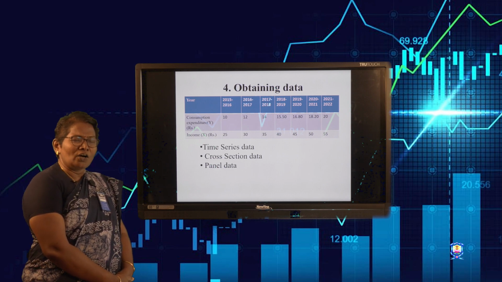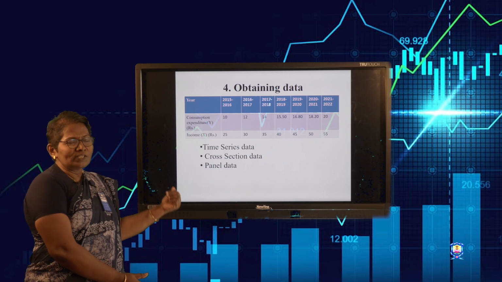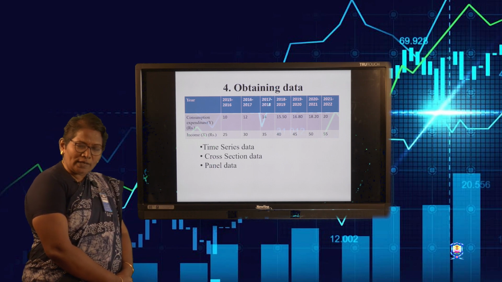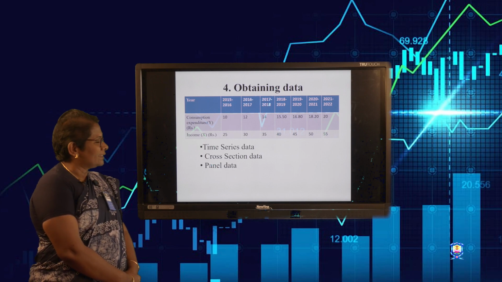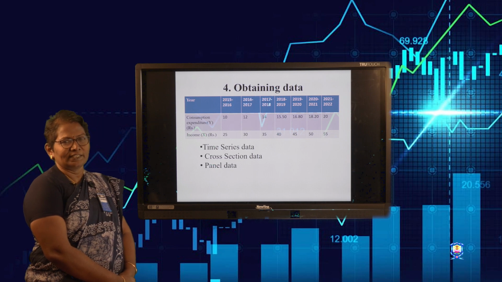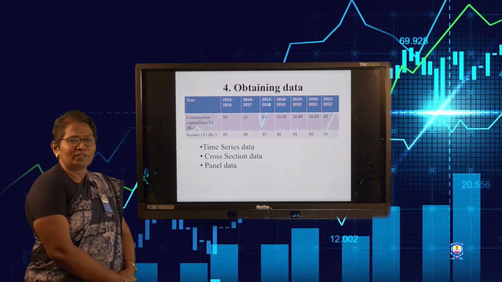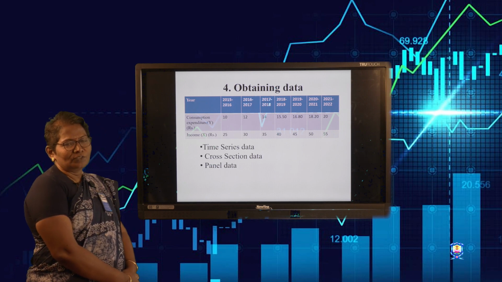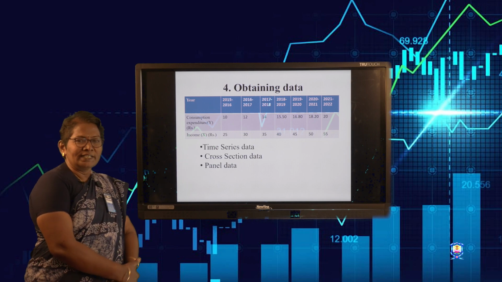Time series data are data on a variable over a period of time. Cross section data refers to data on one or more than one variable observed at a point in time, and panel data is a combination of time series data and cross section data. So, here is the table, an imaginary data set of the two variables, consumption expenditure and income. So, now we can estimate the model using this imaginary data set.